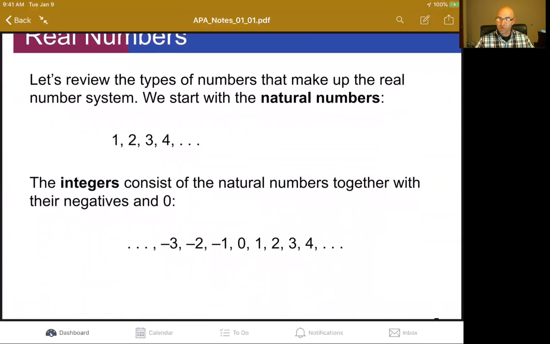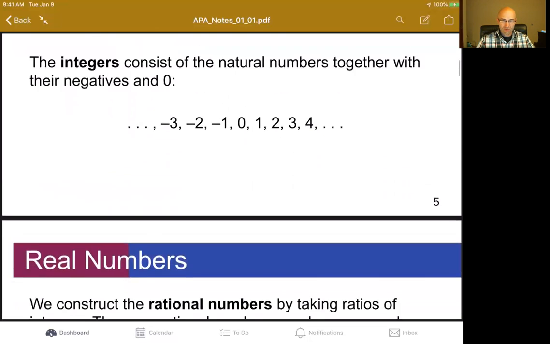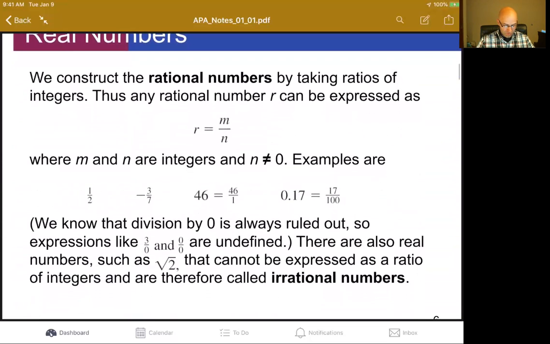So natural numbers are basically our counting numbers, and that doesn't include zero. It's positive integers, not including zero. It actually took us a long time to come up with the idea of zero. We came up with negative numbers, most cultures, long before they came up with zero. Integers consist of all positive and negative whole numbers and zero.